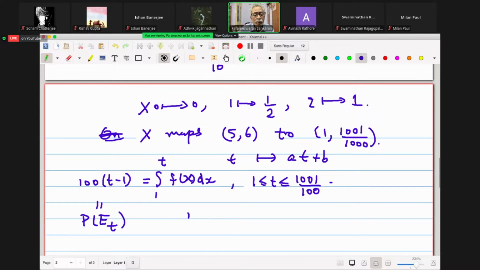Okay, what is ET here? ET corresponds to the set of all omega such that x omega, that is AT plus B, must be between this. This is all that you need to do. It's just a simple calculation of what A and B should be. It must be a linear isomorphism, but I didn't want to compute this. So this must be between where and where?